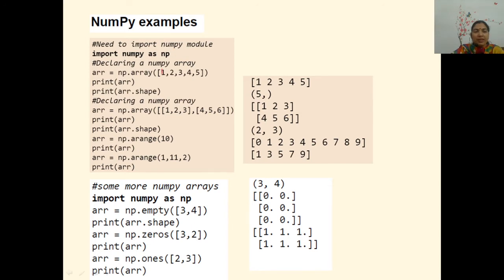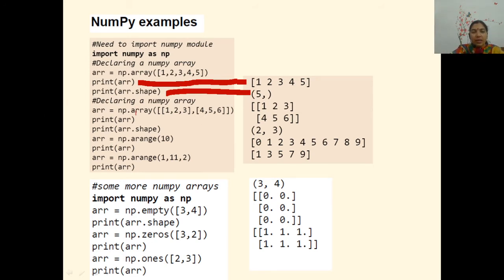This is an array. Printing array.shape, printing the array and declaring various NumPy arrays. These all are the examples, and the outputs are here. This array has been created with the numbers 1, 2, 3, 4 and 5. Output is here. Simply print array gives this. You can relate it here. The shape of this array is 5. That means it has 5 elements.